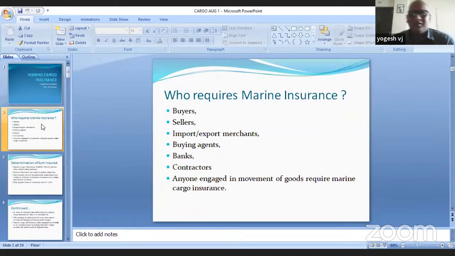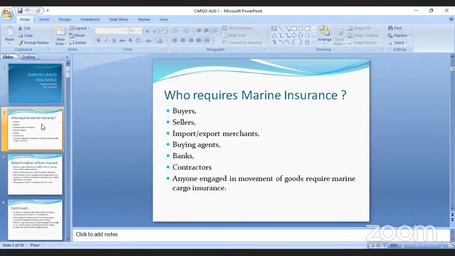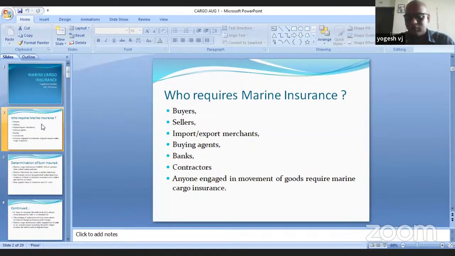We will start with some basics, and then we will go into some details. So, who basically requires marine insurance? Buyers, sellers, importers, exporters, then merchants who deal in import and export activities, banks who are providing hypothecation for marine policies, some contractors, and anyone who is engaged in movement of goods. In fact, as a layman, you and me also require marine insurance if we are shifting our property from one place to another. If we are relocating and sending all our goods from X location to Y location, we require marine insurance.